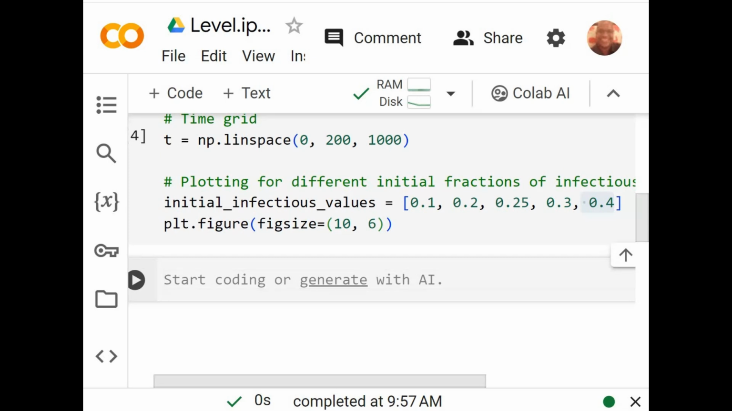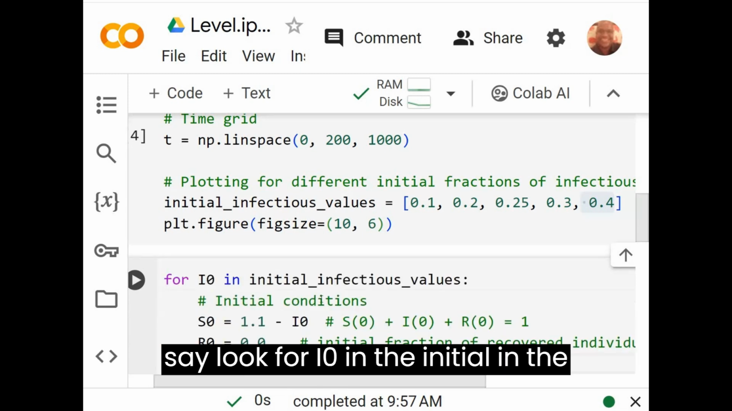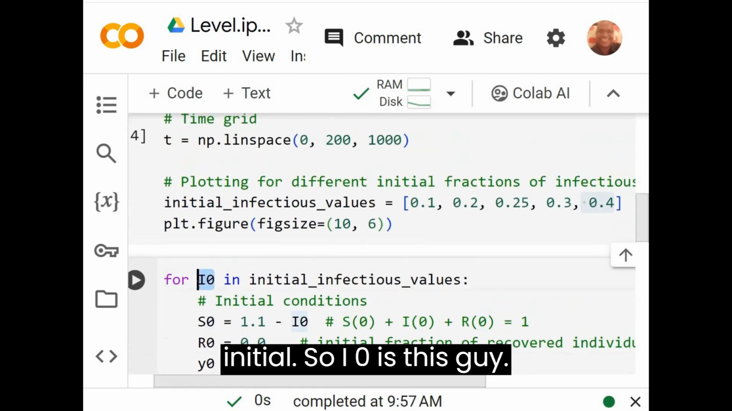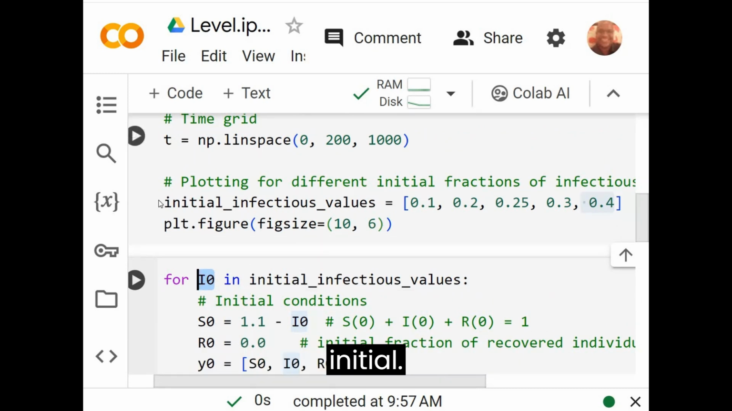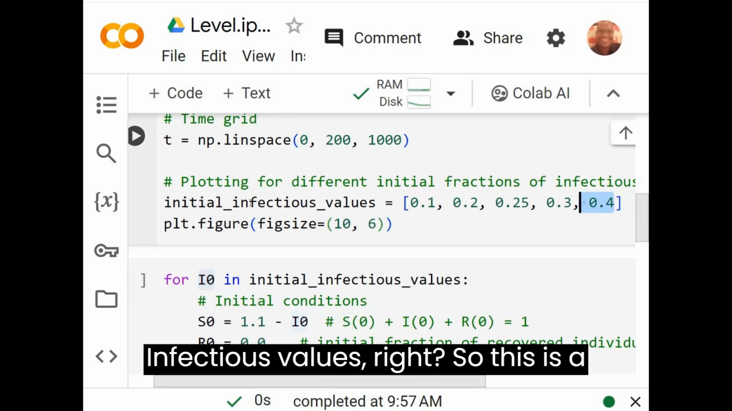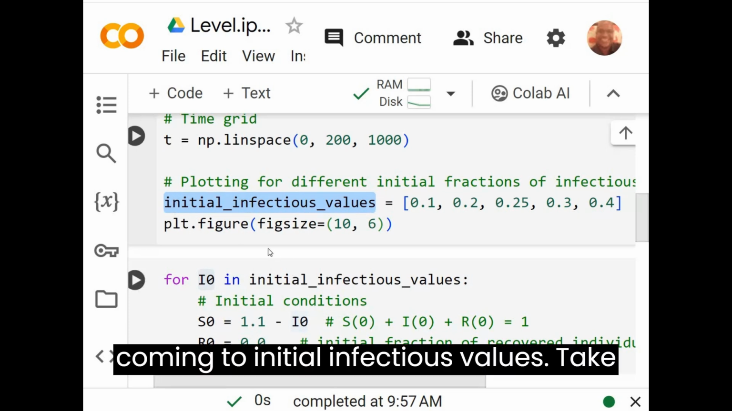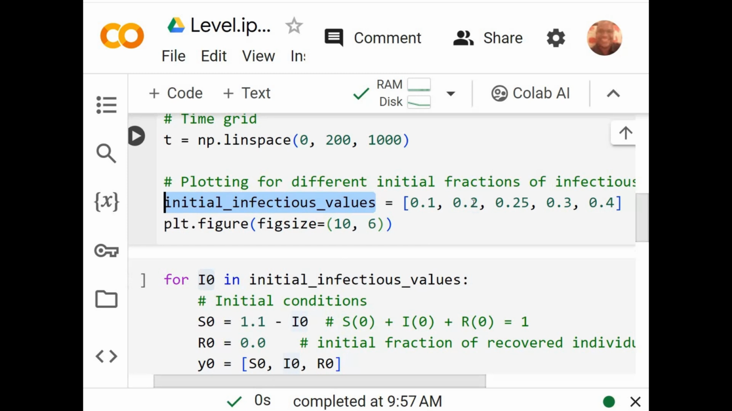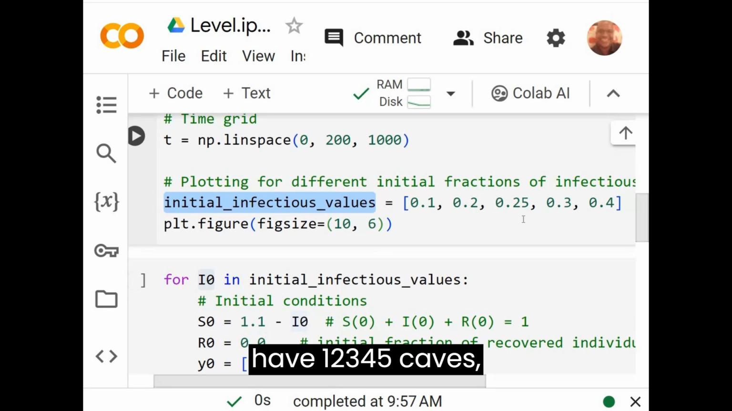It's better that way. And let's see. So we are going to write a function where we say, look, for I0 in the initial infectious values, so I0 is whatever value is in the initial infectious values. This is a loop that is going to run, go to the initial infectious values, take I0, and then do this, then come back again, take another I0, then do this, and we are going to have 1, 2, 3, 4, 5 curves.